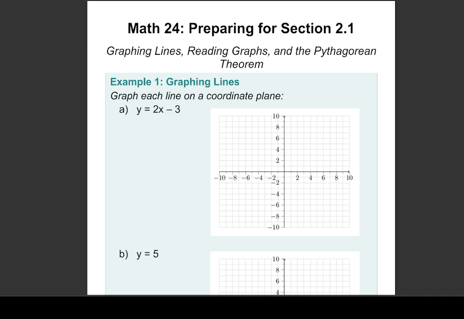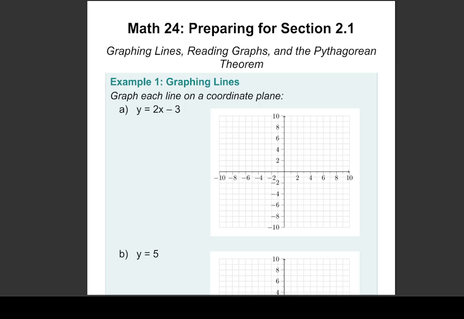This video is going to cover material in preparation for section 2.1. Today we're going to cover graphing lines, reading graphs, and the Pythagorean theorem, just briefly. So to start, graph each line in a coordinate plane.